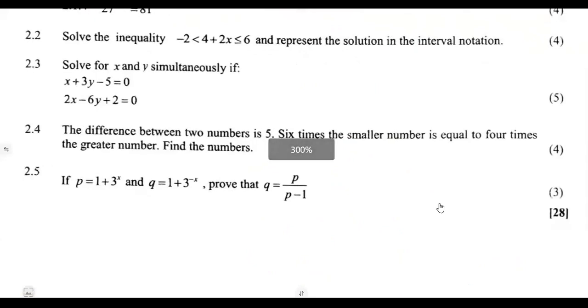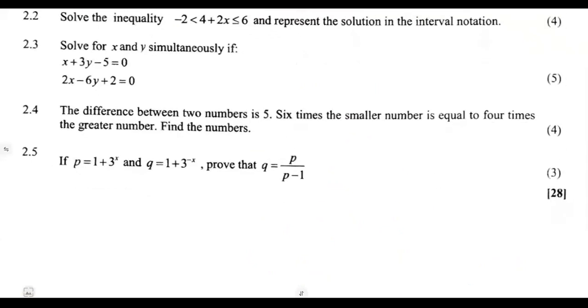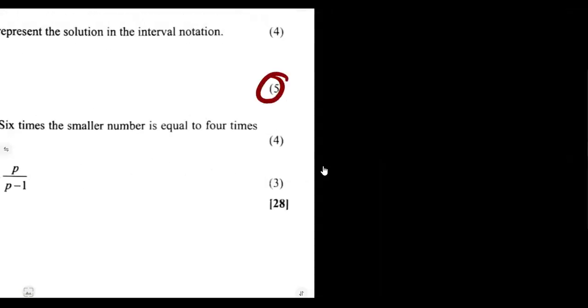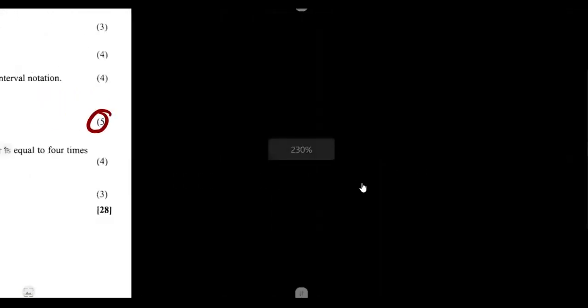Solve this simultaneously, x and y. Okay, I'm gonna take 2 of my equations for 5 marks. Okay, let's see. 2.3. That's our question 2.3. I'm just gonna try to reduce a little bit, guys. You know our boards, guys.